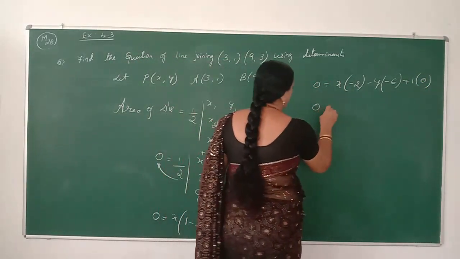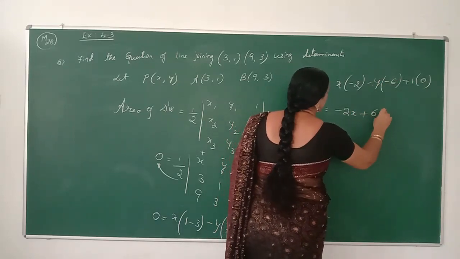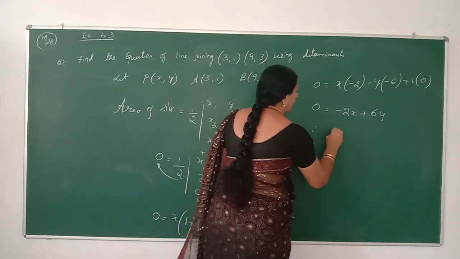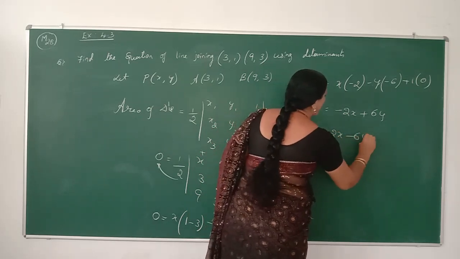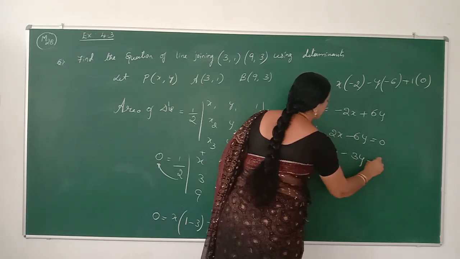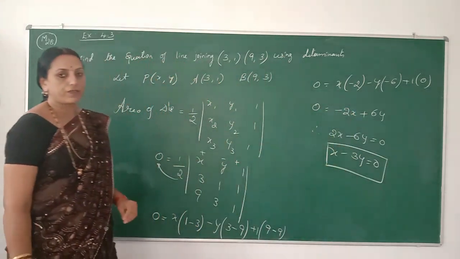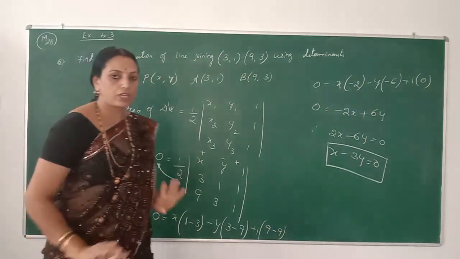That is 0 is equal to minus 2x, minus into minus is plus 6y. Therefore 2x minus 6y is equal to 0. Otherwise x minus 3y is equal to 0. That is said to be the equation of the line joining the given two points.